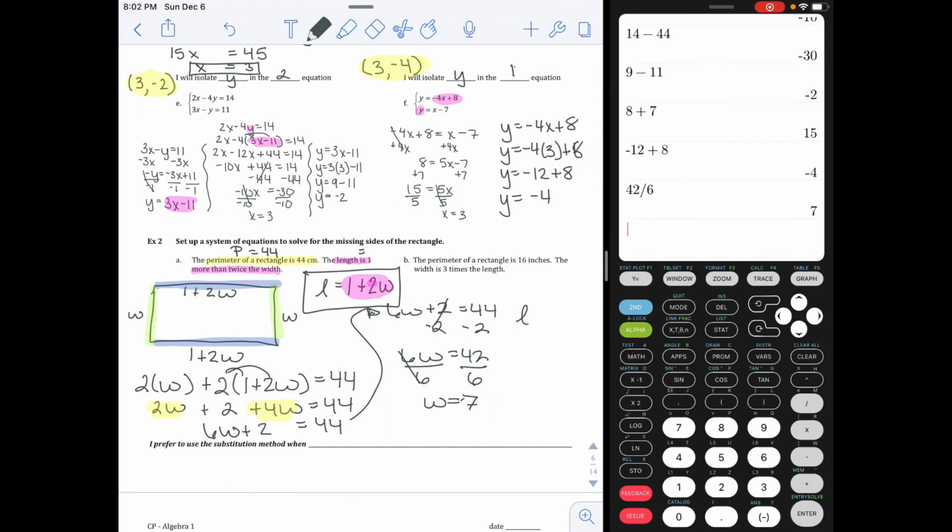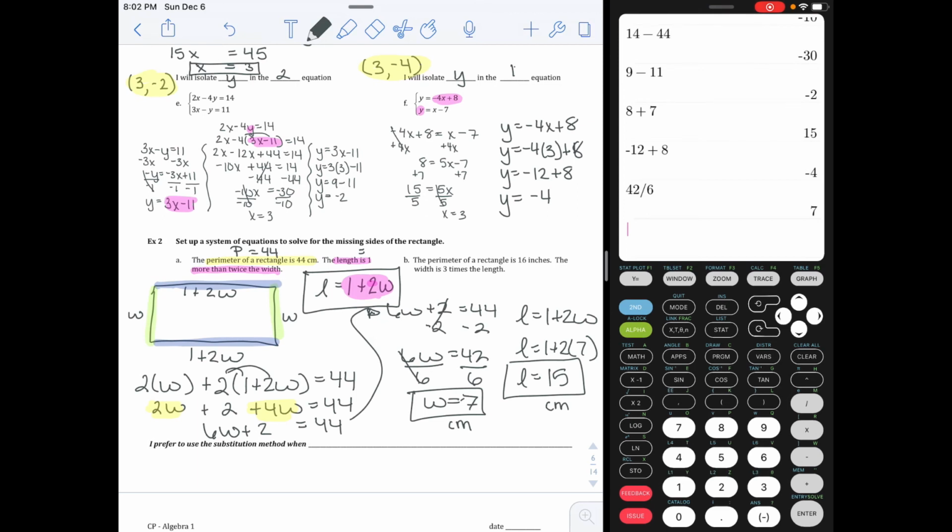So length was equal to 1 plus 2W. Now just plug in what we have for W. So length equals 1 plus 2 times 7. Length equals 2 times 7 is 14 plus 1, 15. Okay? And then I'm going to attach my units. So we have what here? Centimeters? And then we have our 2 answers, okay?